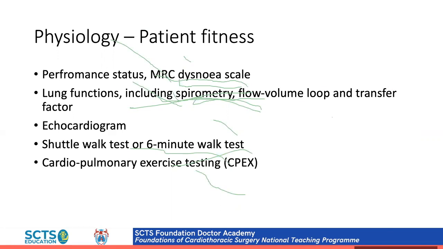So we will give a very rough performance status and dyspnea scale at the clinic visit just to get a rough idea of how physiologically fit they are, how fit on a daily basis they are. But we also do more detailed investigations such as lung functions, which includes spirometry, flow volume loop, and transfer factors. We sometimes do an echocardiogram depending on their history, a shuttle walk test, and some patients who are particularly high risk or borderline will go on to have cardiopulmonary exercise testing to evaluate whether they can actually physiologically deal with loss of lung tissue, which will be required in order to perform surgical treatment.